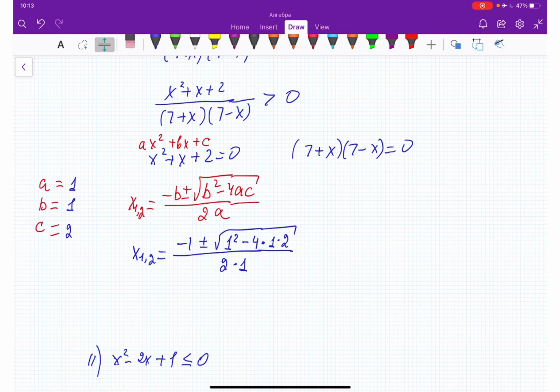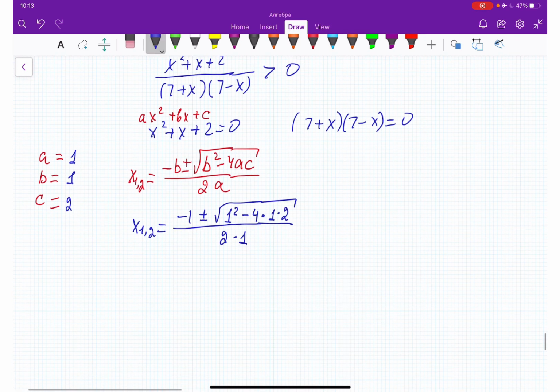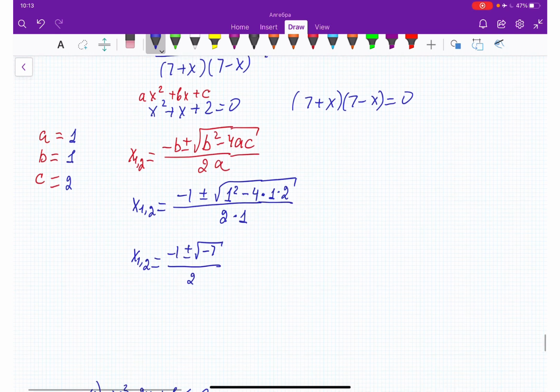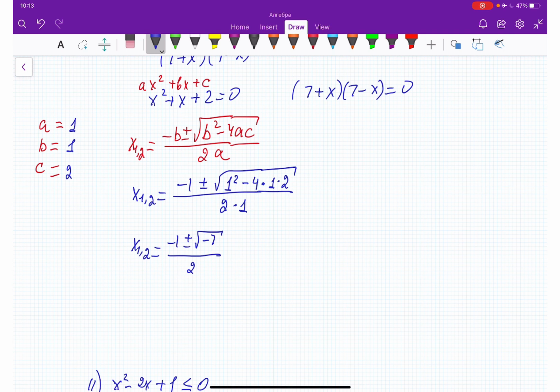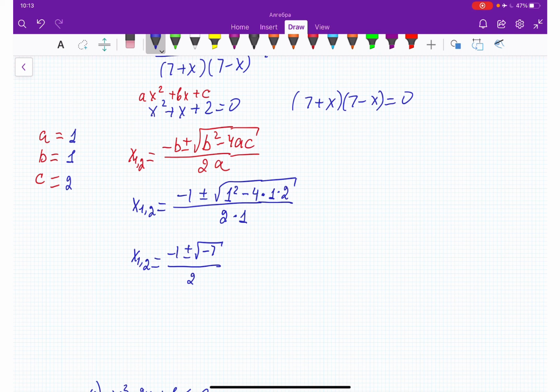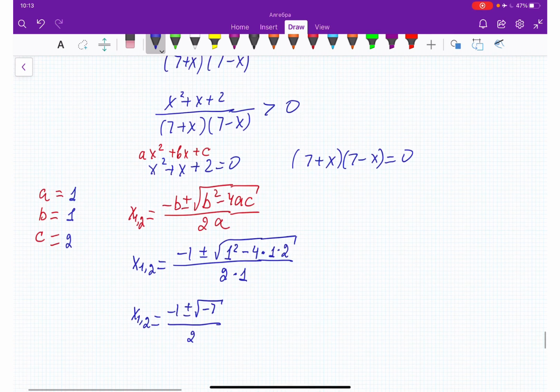Look what we are getting: a negative number under the square root. x12 is equal to -1 plus minus the square root of 8, -7 which cannot happen, divided by 2. Which means this one does not have any solution in real numbers. All right?